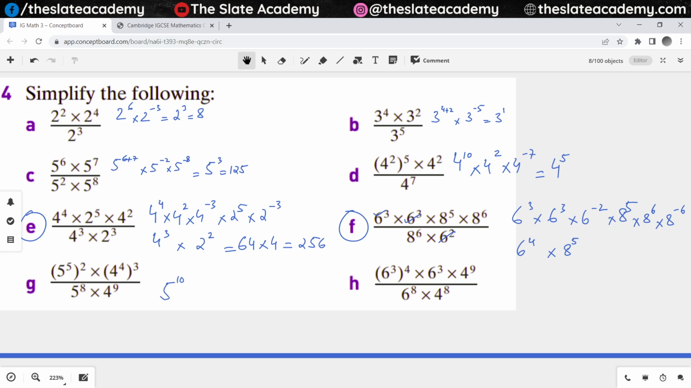So the way we do it, 5 to the power 10 will become multiplied by 4 to the power 12 into 5 to the power minus 8 into 4 to the power minus 9. So 10 minus 8 is 5 squared times 4 to the power 3. So 25 times 64. Good job. Miss Noor, part H.